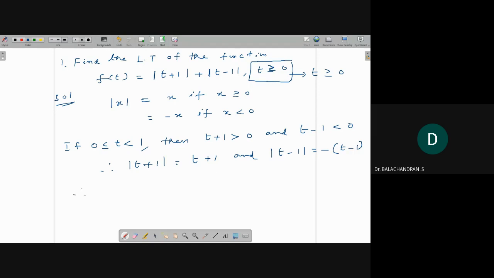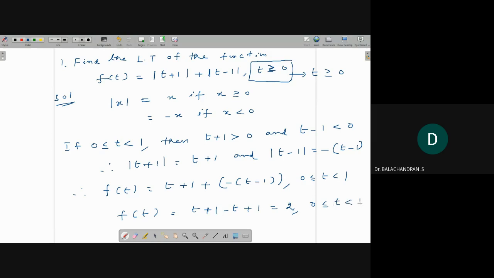Okay. Now, what is f of t? f of t equal to modulus of t plus 1, which is just t plus 1, plus modulus of t minus 1, which is minus of t minus 1, when t lies between 0 and strictly less than 1. So therefore our f of t is equal to t plus 1 minus t plus 1, which is equal to 2, when t lies between 0 and 1.